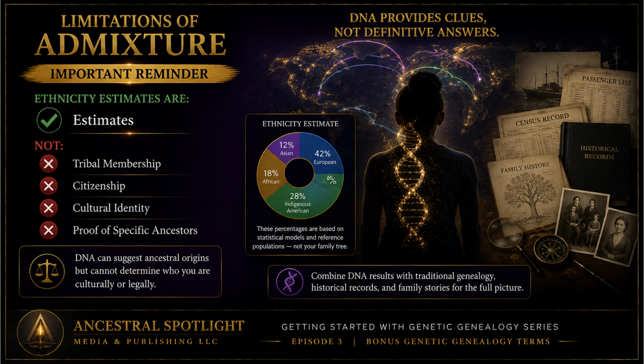This is one of the most misunderstood aspects of DNA testing. Many people assume their ethnicity estimate provides definitive proof of ancestry. In reality, admixture analysis compares your DNA to reference populations and generates probabilities. While these results can be informative, they should always be combined with traditional genealogical research and historical documentation.